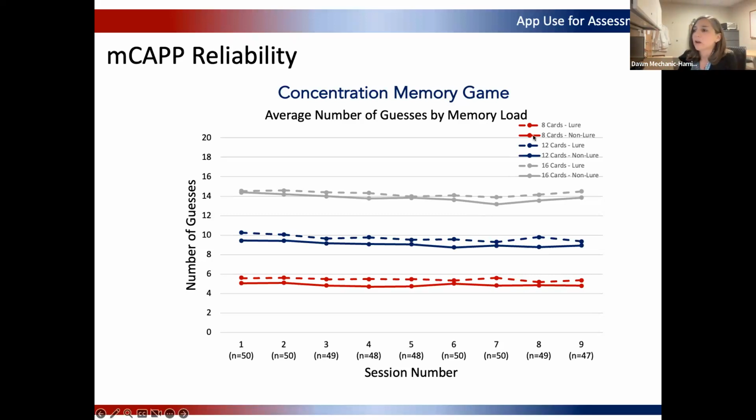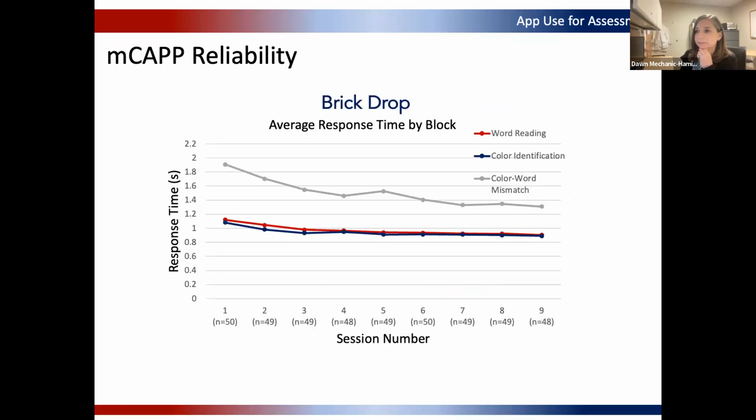So these are their performance on 8 cards of the memory game, 12 cards, and 16 cards, comparing in the dashed line those lower levels where they're similar pairs and the non-lower levels where they're not similar pairs. And they sort of perform the way we would expect. The lower ones are a little bit harder, and it of course gets harder as the numbers go up.